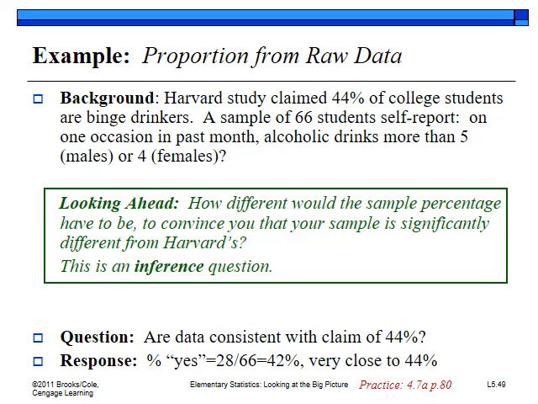Now, our 42% was very close to the 44%, but there is still a difference. How different would that sample percentage have to be in order for you to fall on the other side of the line, to say that actually our sample, and therefore our population, is different from the one that Harvard studied? This is a question that we'll look at very closely when we talk about inference.